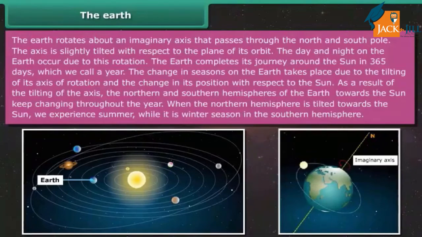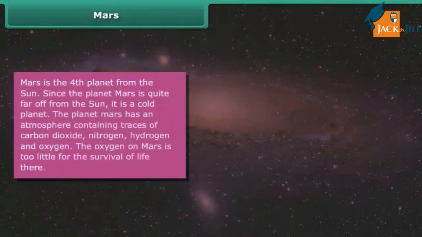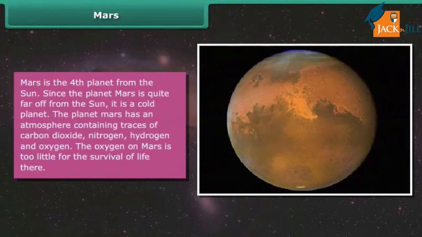As a result of the tilting of the axis, the northern and southern hemispheres of the Earth tilted towards the Sun keep changing throughout the year. When the northern hemisphere is tilted towards the Sun, we experience summer, while it is winter season in the southern hemisphere. Mars. Mars is the fourth planet from the Sun.